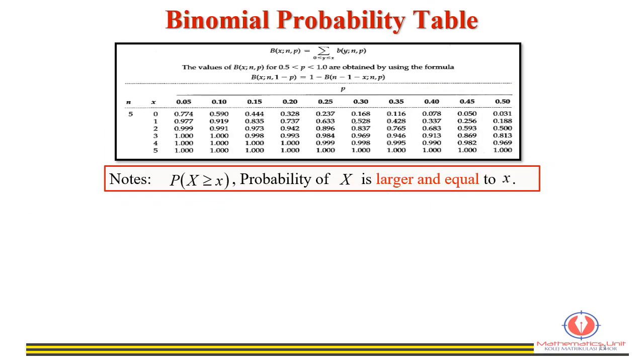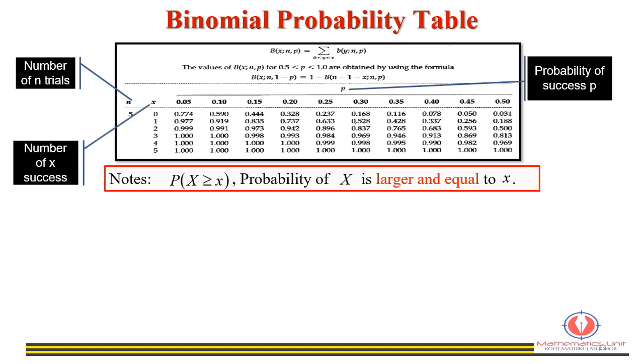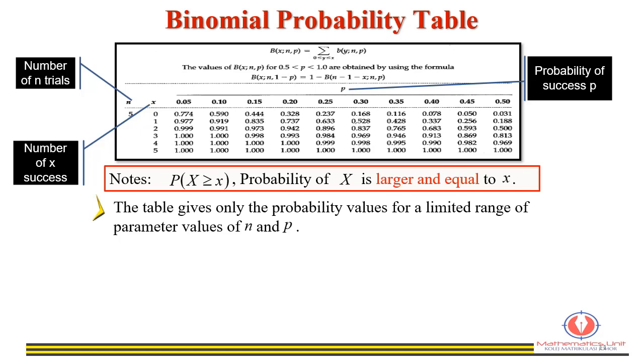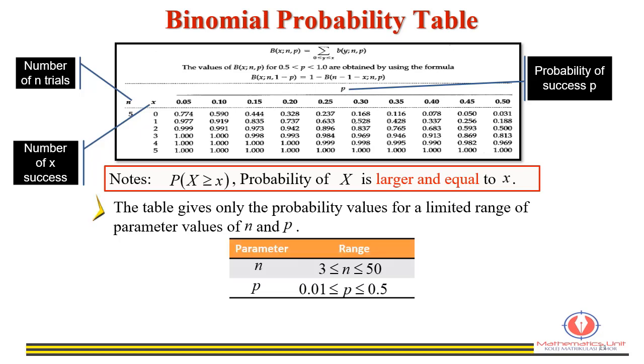This is an example of binomial probability tables. If you want to read from the probability tables, we are going to read based on the number of n trials, the number of x successes, and the probability of success. Not every probability can be found from the binomial probability table because there is a limited range of the parameter values of n and p. For your information, we can only read from the table in the range of n equal to 3 until n equal to 50, and for the parameter p, we can read from the range of 0.01 until 0.5 only.